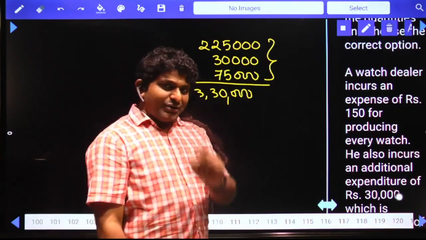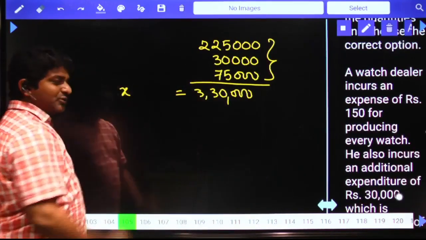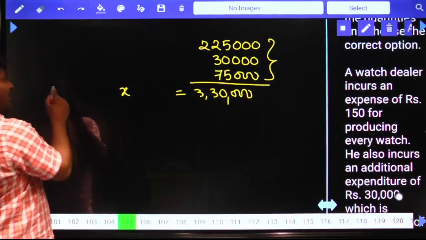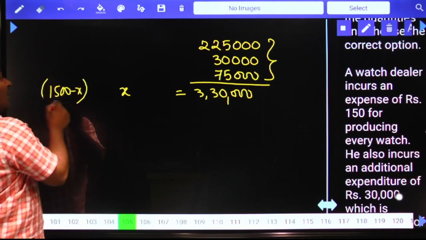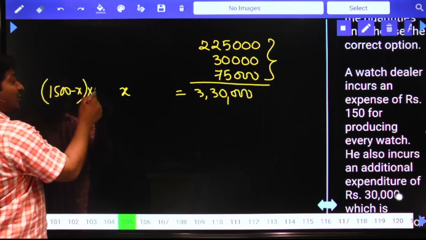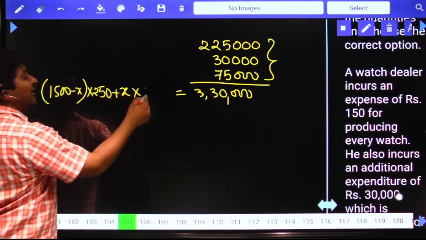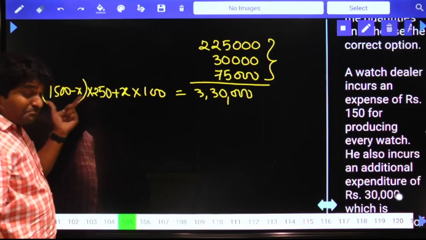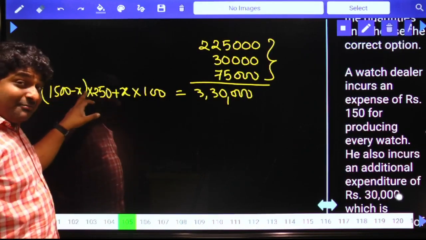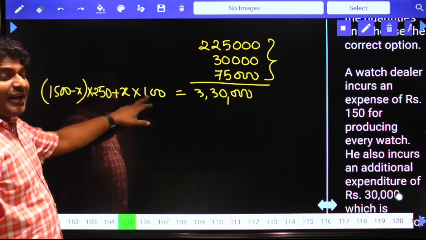Off season lo ఎన్ని వాచెస్ అమ్ముతున్నాము అని అన్నారు. Now ఆఫ్ సీజన్ లో X వాచెస్ అమ్ముతున్నాము అని అనుకుందాం. మరి ఆన్ సీజన్ లో ఎన్ని అమ్మాలి? 1500 మైనస్ X. ఆన్ సీజన్ లో ప్రైస్ ఎంత? 250 rupees. మరి ఆఫ్ సీజన్ లో ప్రైస్ ఎంత? 100 rupees. This is total selling price that we will get by selling 1500 minus X watches during on season time, and off season X into 100.